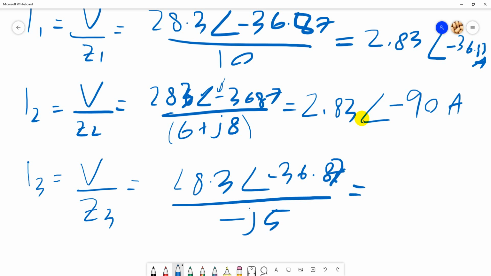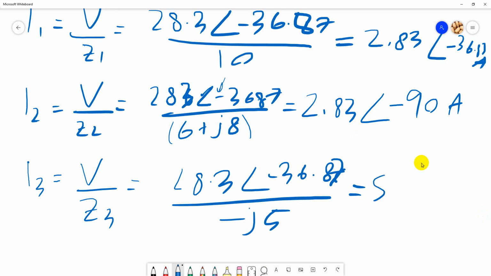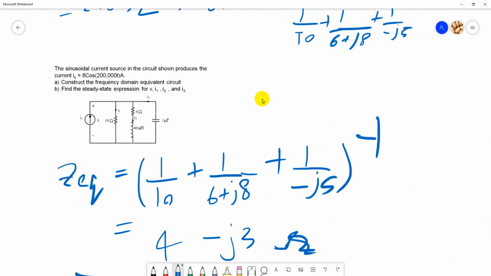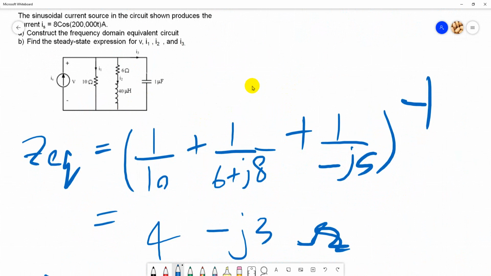So what is the answer? 5.66 angle, don't forget the angle, use polar form, 53.13 ampere. Don't forget the angle, this one angle and this one angle. So you get I1, I2, and I3. That is how you solve the AC circuit, for parallel AC circuit.